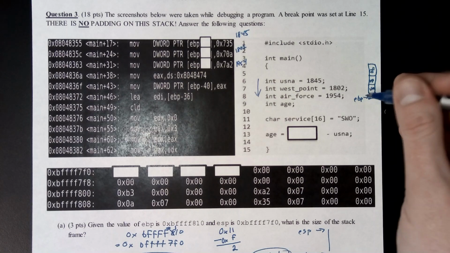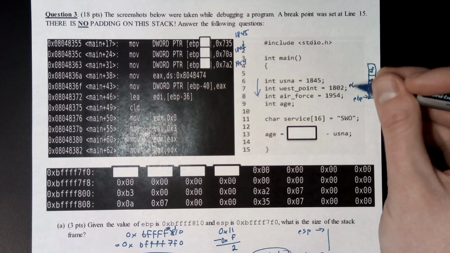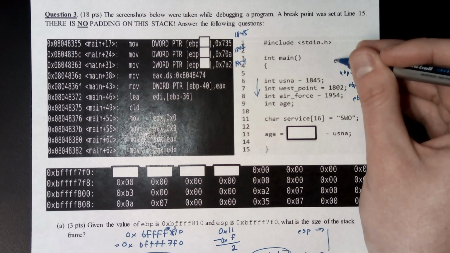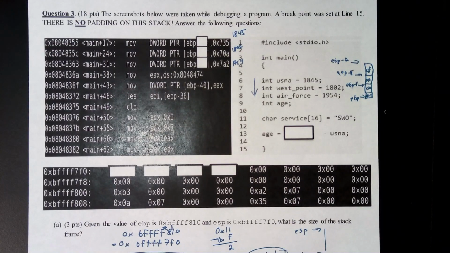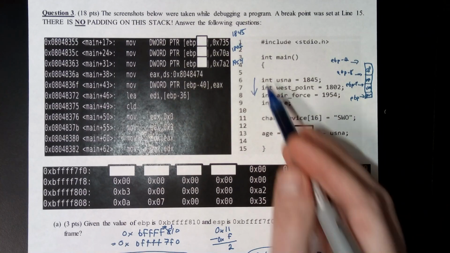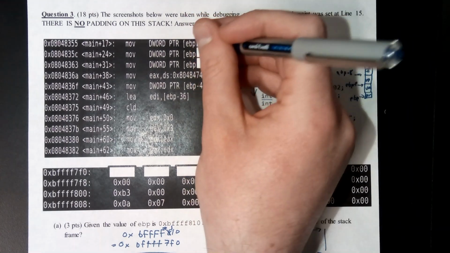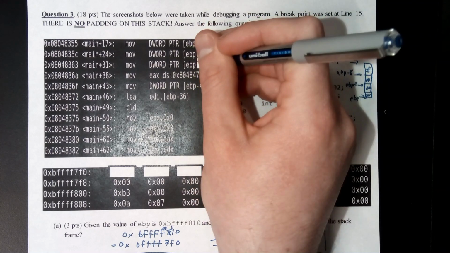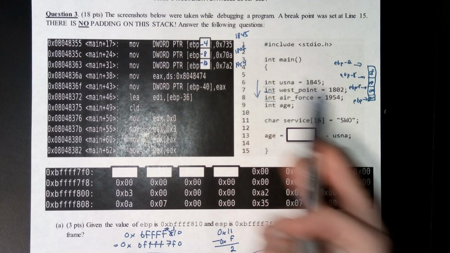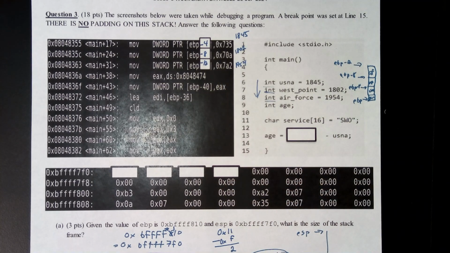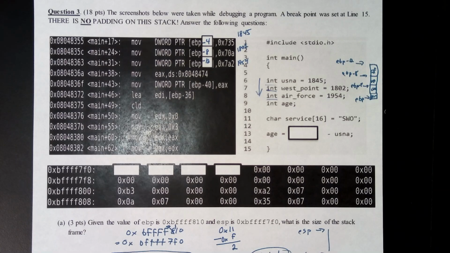So if we're trying to get from EBP to USNA, that's EBP minus 4. To get to West Point, that's EBP minus 8. And to get to Air Force, that's EBP minus 12. So 4 bytes each time for the size of an int. All of these are ints in our program. Those are the context clues you need here. Then we're just matching up EBP minus 4, minus 8, and minus 12 with 1845 as USNA, this one 1802 so West Point, and this is Air Force, so 1954. Okay, so that's it for those 3 blanks. It's again just looking for these clues and then understanding what the stack looks like in general.